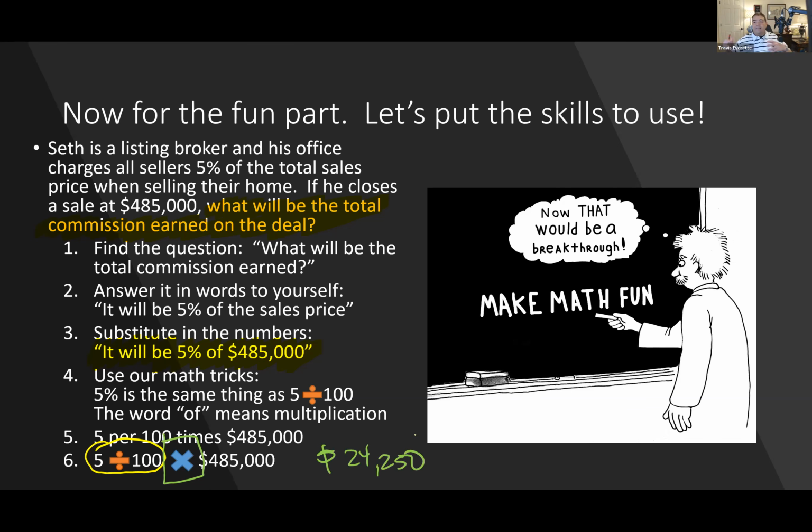$24,250. By simply using, you can call them tricks, I like to call them strategies. By simply using our strategies, by knowing that the words have meaning. Here's the good thing. When they give you the words, which means they've actually told you how to do the question. You don't have to guess. They told you what to do with the words already. Let's take a look at this one.